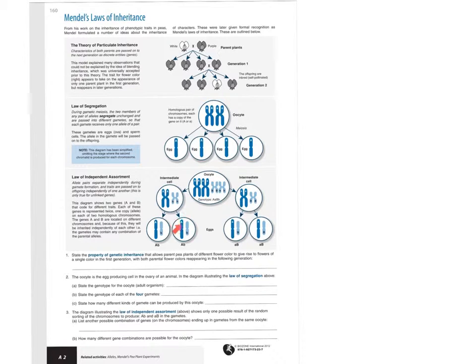But if they're on the same chromosome, then you can have crossing over, and that'll rearrange that chromosome and give you 4 different chromosomes instead of having just 2 different chromosomes. Does that make sense to everybody? All right.